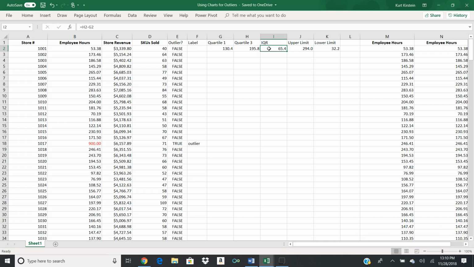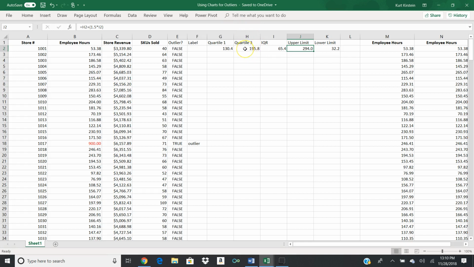All right, two more things we have to do. We have to determine an upper limit for our data set and a lower limit for our data set. The upper limit for our data set is the maximum value we would choose and say that it's not an outlier. In this particular case, that value is 294.0. Well, how do we determine what that is? Very simple. We take the top of quartile 3 and we add 1.5 times the interquartile range. And if you look at this formula, you'll see H2, which is equals H2.